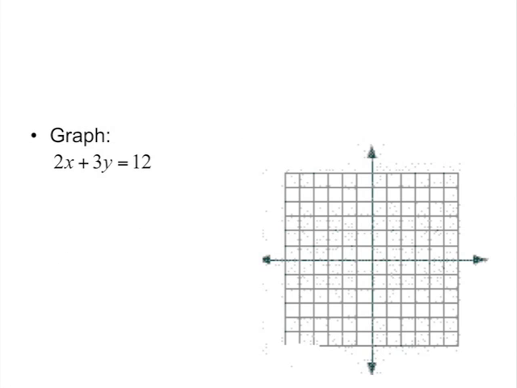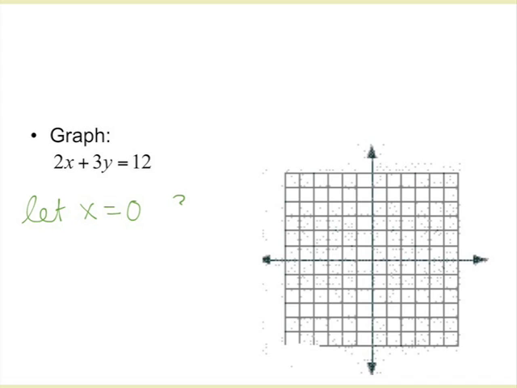So what I like to do is called the cover-up method. Essentially, first, let's let x equal 0. If x equals 0, I can cover up the part of the equation that has the x in it, because multiplying by 0 is just 0. So I can cover up that whole front part of the equation, and all I'm left with then is 3y equals 12. So what would y equal? 4. So I'm going to go to where y is 4, and I'm going to put a point.